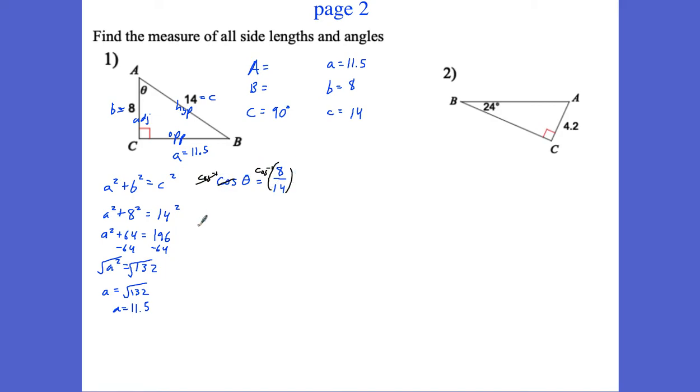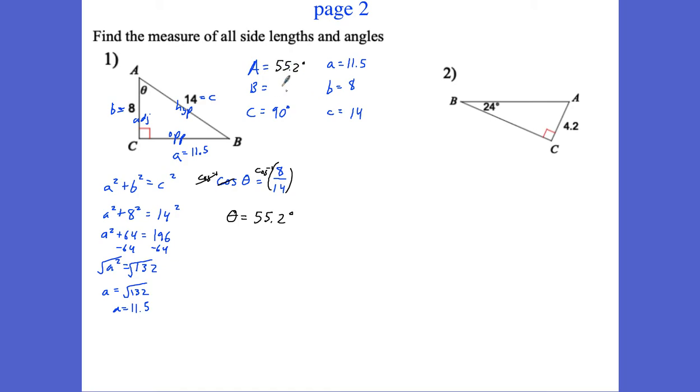We enter that in our calculator by hitting second cosine, 8 over 14. We want it in degrees, so make sure we are in degree mode prior to entering this. So theta equals 55.2 degrees. So we know that angle A is 55.2.